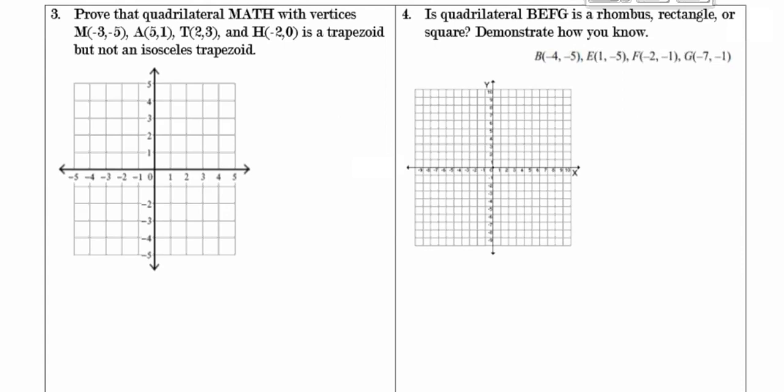I'm going to plot those 4 points first. You actually don't need to plot them if you don't want to. I would much prefer to look at a picture than try to figure out what's going on there. Number 3, 5. I would also label them with their letters. This trapezoid, or potentially trapezoid. We want to show that it's a trapezoid, but show that it's not an isosceles trapezoid.